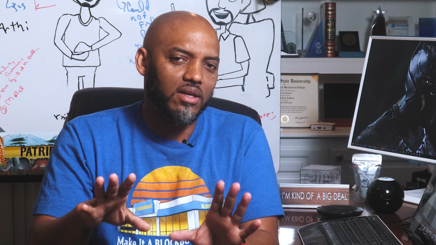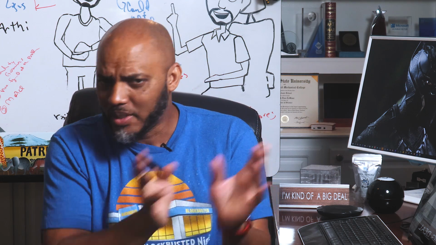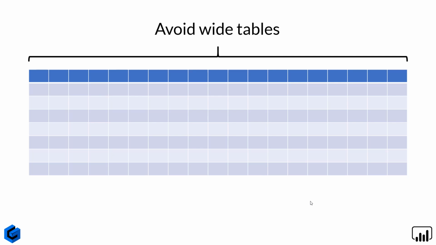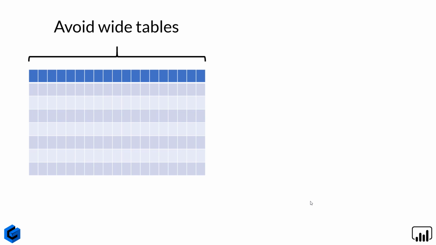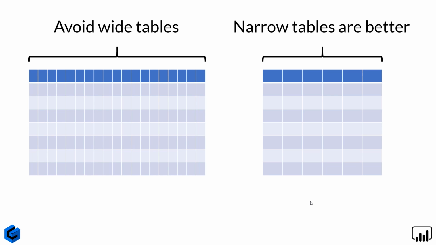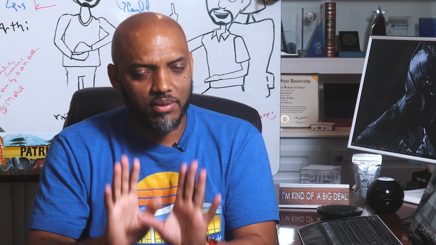And so the first thing I want to talk about, in addition to the great stuff that Adam did in this video, is avoid wide tables. Make your tables narrow. And you may be going, Patrick, well, I have a wide table and it's working just fine for my data model, my reports right now. And you're right, it can work.